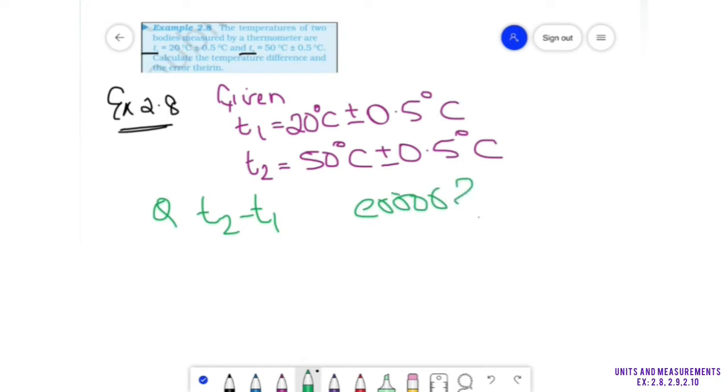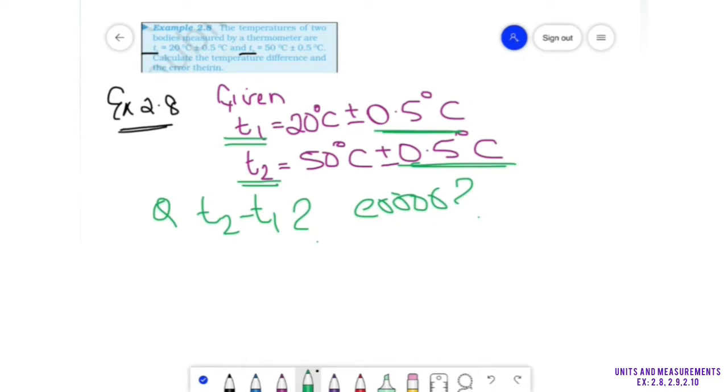So we've got individual values here, right? For T1 we've got a value. For T2 we've got the value. So we've got individual errors in both the cases. Now the question is, if we calculate the temperature difference, what is the error there?